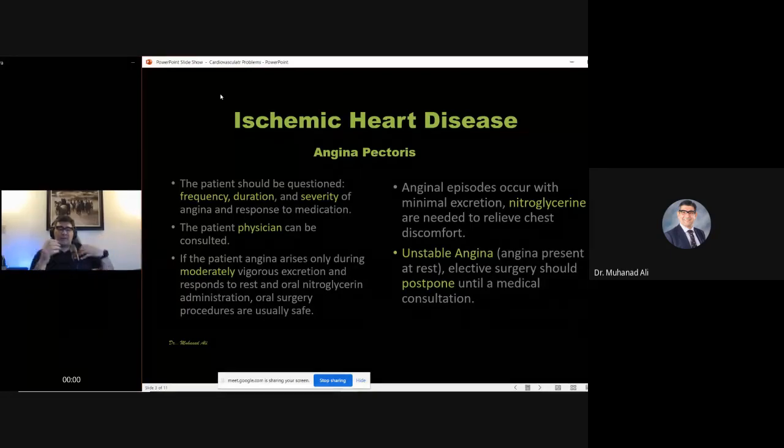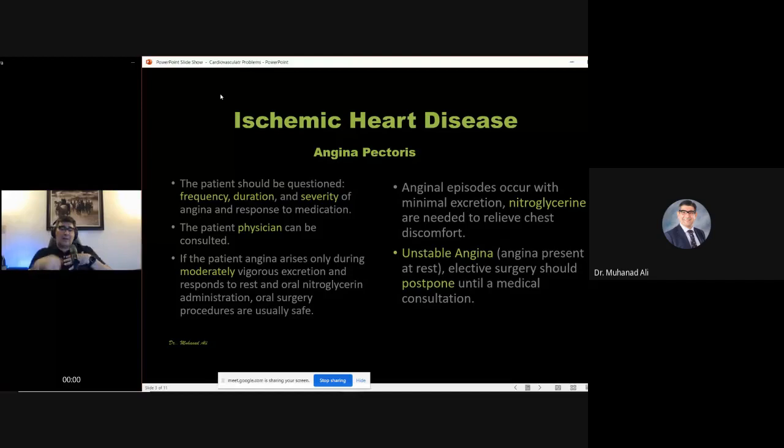If your patient starts aching or feeling chest pain after vomiting, and starts to put his hand on his chest, you have to combine these symptoms and reevaluate your patient as a patient with ischemic heart disease or a history of it. What should I do when I get a patient like that? First of all, I have to stop everything. I have to manage the situation.